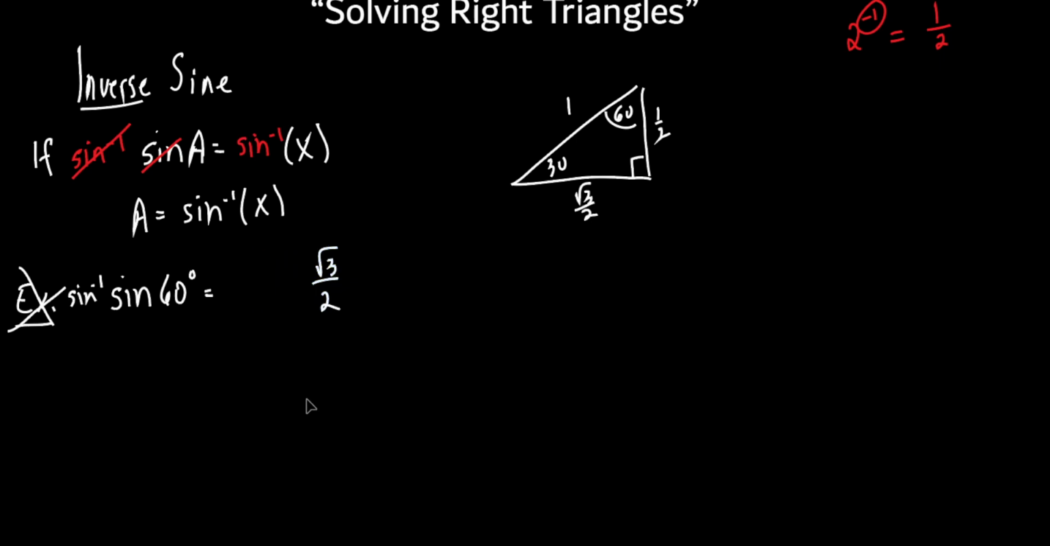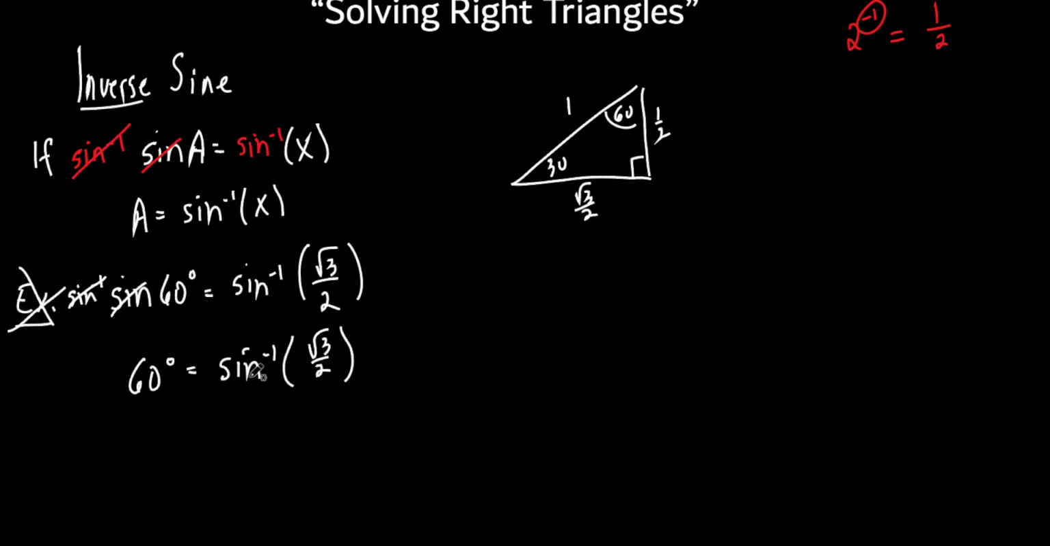And then what am I going to do to the other side? If I took the inverse sine of this to get rid of the sine, what am I going to do here? Take the inverse sine of this. What happens? That cancels. So 60 degrees equals the inverse sine of the square root of 3 over 2. Let's talk about that a second.